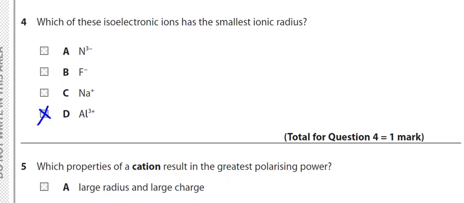So when it comes to cations, with the greater positive charge, the electrons will be attracted more towards the nucleus, resulting in a smaller ion. Anions are the opposite. The larger the negative charge, the anion will be larger in size. That means N3 minus is much greater in size than F minus.